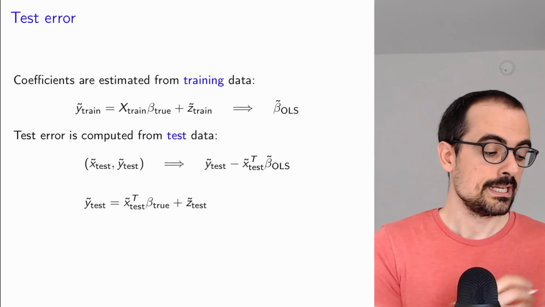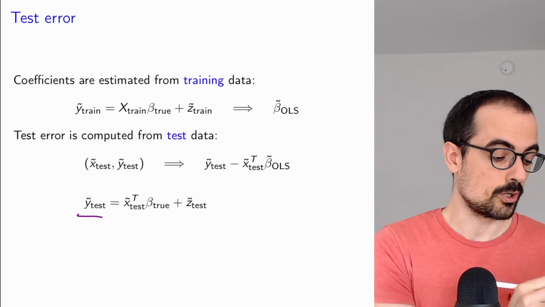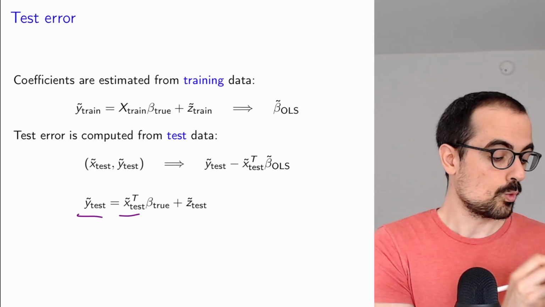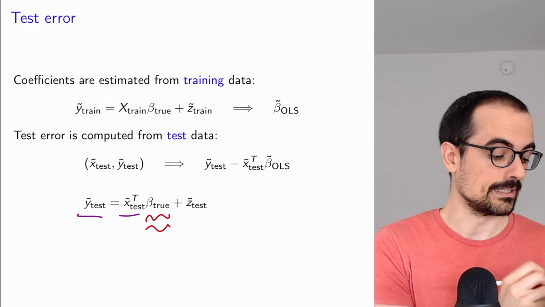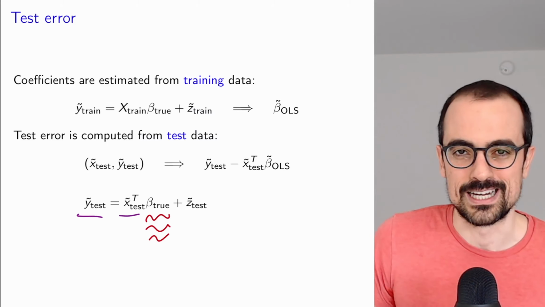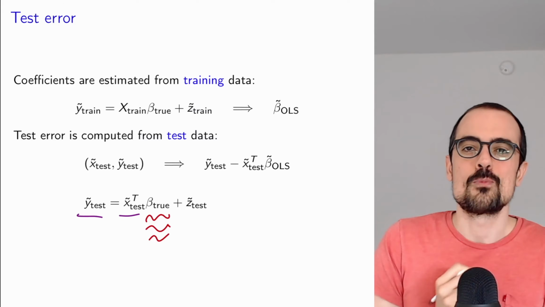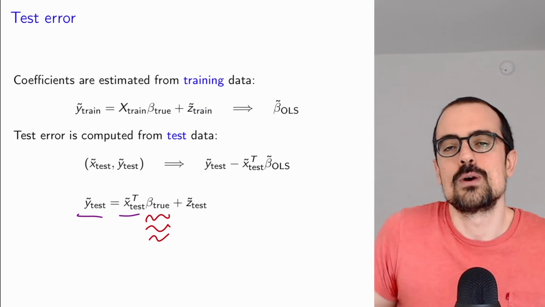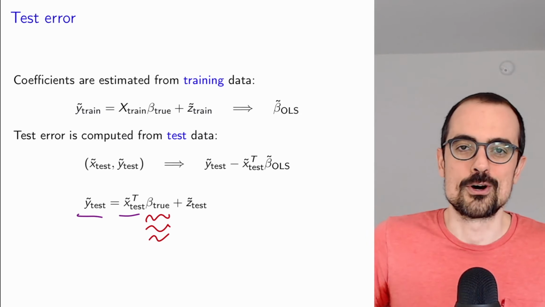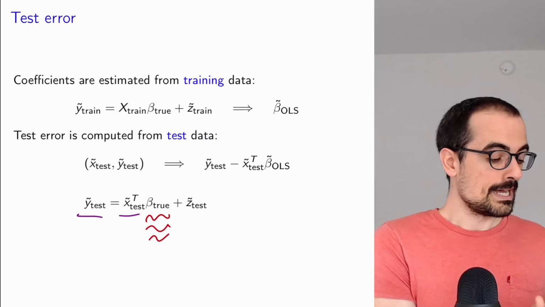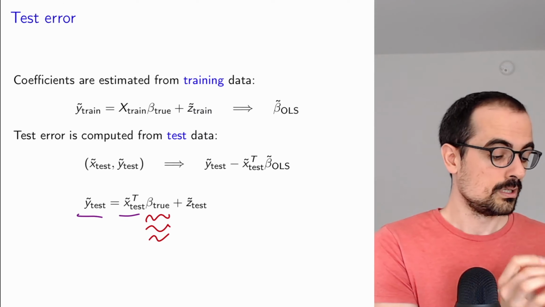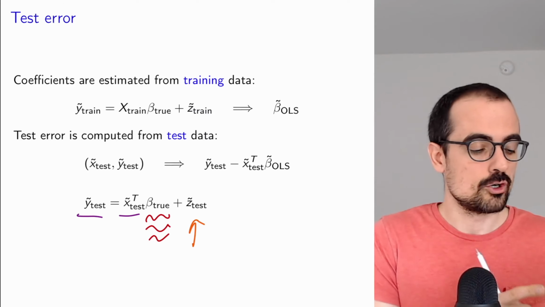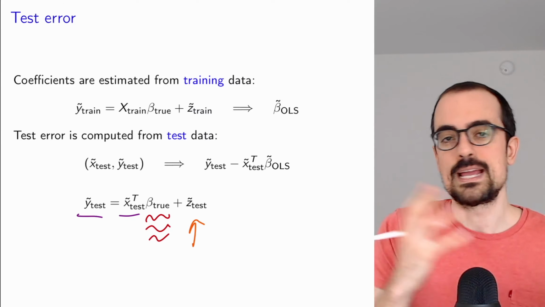Our assumption is that the test response is connected to the test features in the same way as the training data. Okay, because otherwise what are we doing here? We're assuming that there is some common linear relationship in the training data and in the test data, because otherwise why would we expect the linear model to generalize? And this test response is corrupted by noise that is independent from everything else.